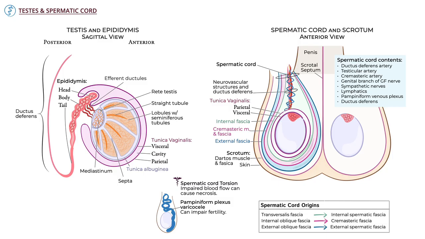Thus, in an older adult with a new onset varicocele, we need to consider the possibility of a left renal cell carcinoma. This concludes our diagram.